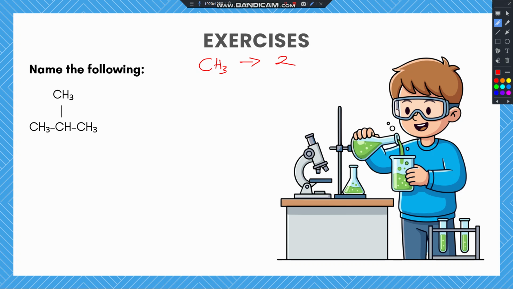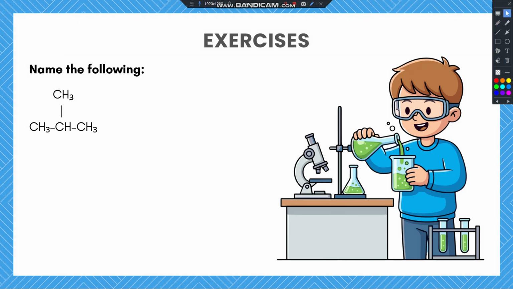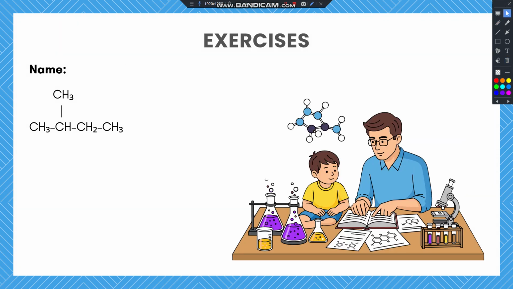So writing the name becomes 2-methyl, and then we add the parent name, which is propane. That is the name for this guy, 2-methylpropane. Onward to the next. We have this guy on the screen right now.